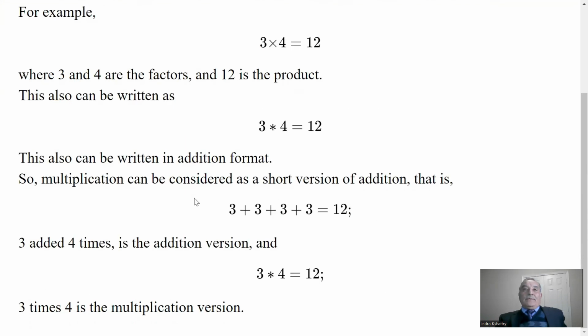Also, multiplication is a short version of addition. That is, 3 added 4 times like this equals 12. This is the addition version. 3 times 4 equals 12. This is the multiplication version.